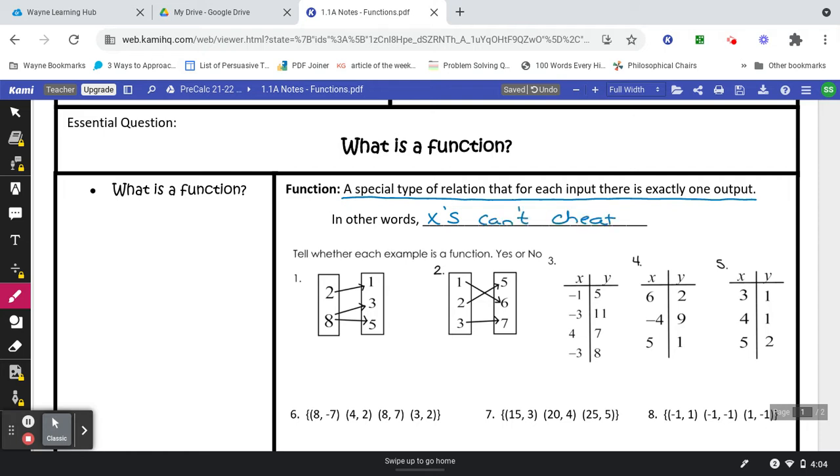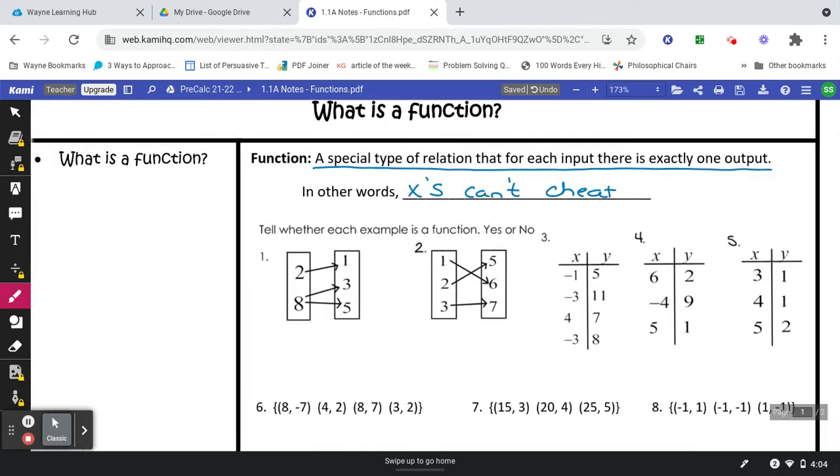And what I mean by cheating, if you think about a relationship, cheating is when you're supposed to be with one person and then you're with somebody else. So once the x is paired with a number, it has to remain paired with that same number. It can't pair up with a different number. So for each of these, we're just going to say yes or no.